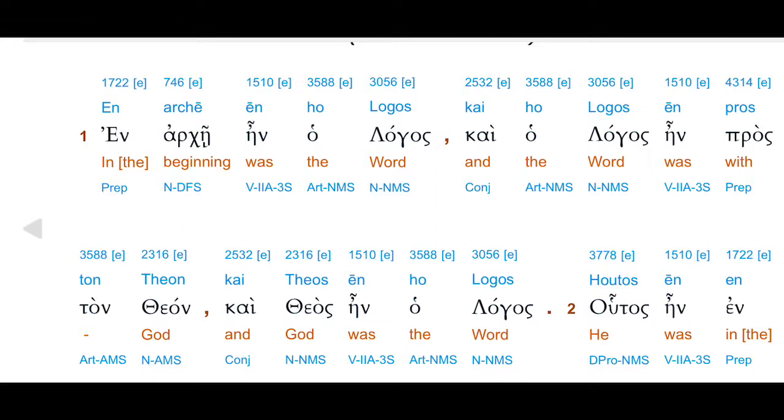En archē, in the beginning. Ēn ho logos, was the Word. Kai ho logos, and the Word. Ēn pros ton theon, was with God, or was towards God. Kai theos ēn ho logos, and God was the Word.